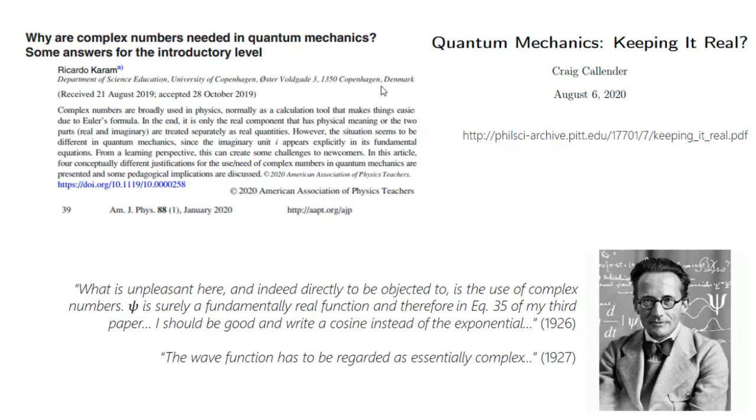On the other hand, there's this fascinating historical paper, as you can see, called Quantum Mechanics Keeping It Real, which I found online, which talks about Schrödinger's, basically, as the paper puts it, battle with reality, in terms of he was desperately unhappy with having to introduce complex numbers. And this quote really sums up where he was in 1926. What is unpleasant here, and indeed directly to be objected to, is the use of complex numbers. Psi is certainly a fundamentally real function, and therefore in equation 35 of my third paper, I should be good and write a cosine instead of the exponential.